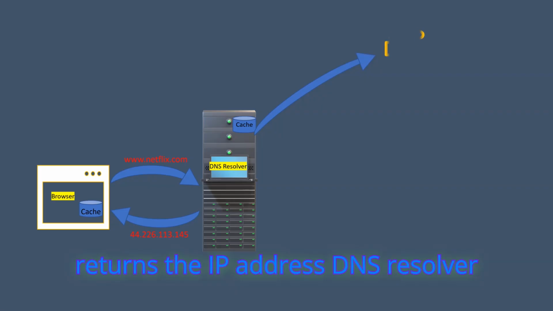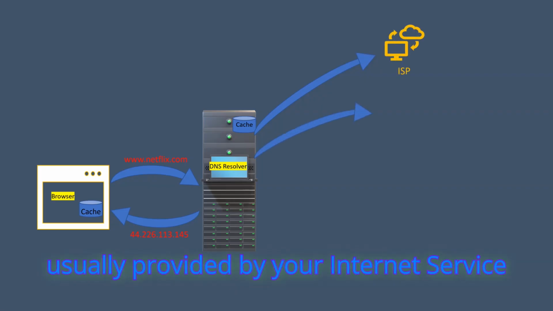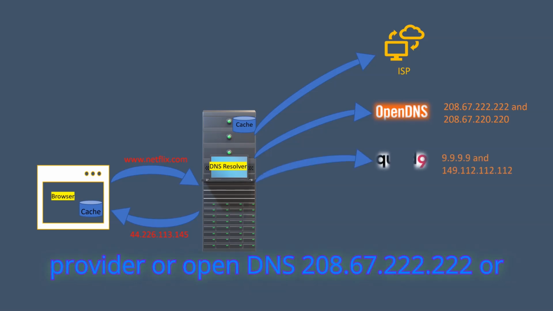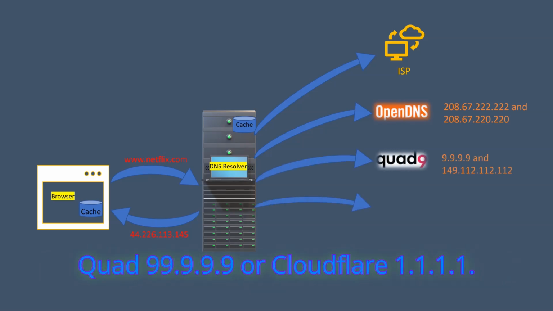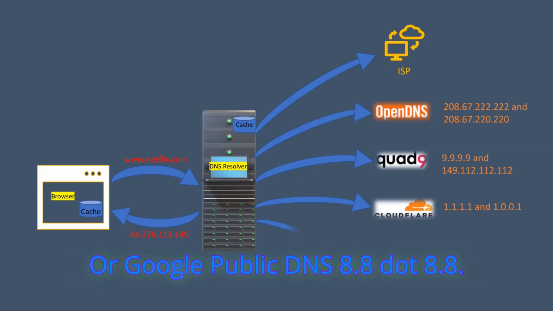The DNS resolver is usually provided by your internet service provider, or OpenDNS 208.67.222.222, or Quad9, 9.9.9.9, or Cloudflare 1.1.1.1, or Google Public DNS 8.8.8.8.